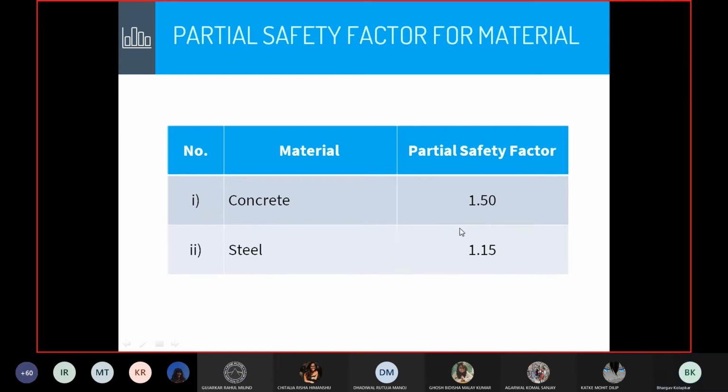Now, after explaining all of this, can someone please answer me as to why concrete has a higher partial safety factor?